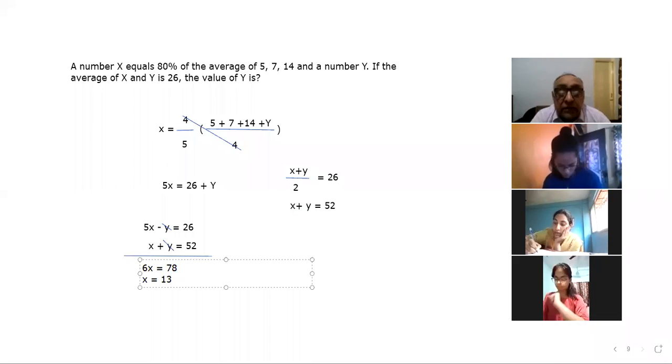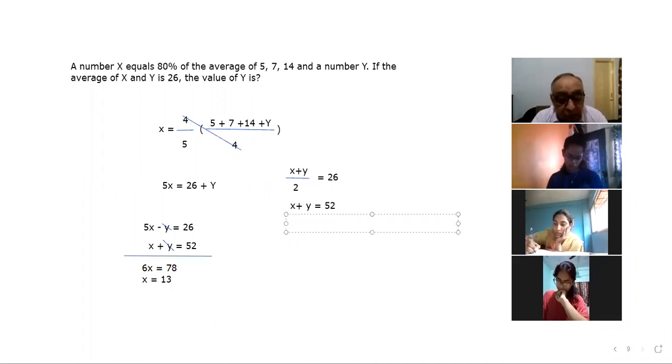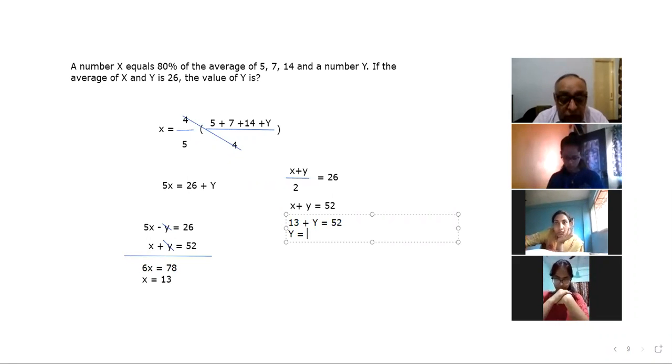If x is 13, then the value of y, let's suppose we put it in this equation: 13 plus y is equal to 52, right? And y would be equal to 39. So y is equal to 39. In this question, the value of y was asked.